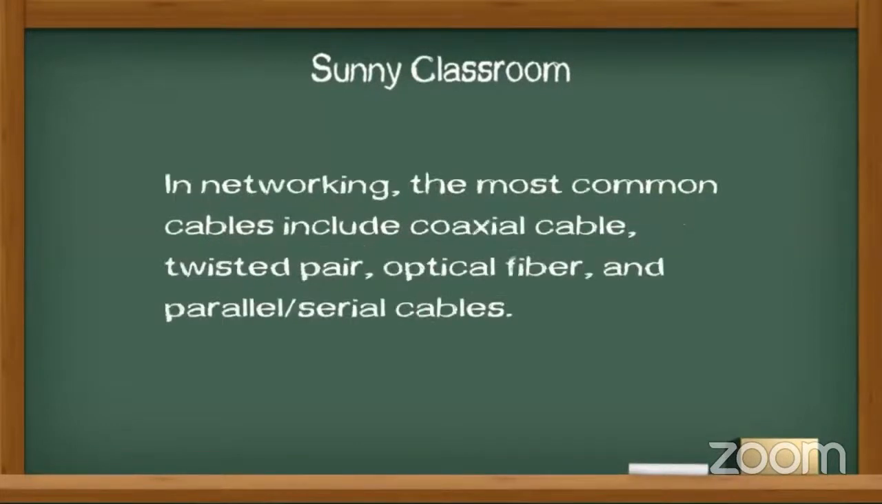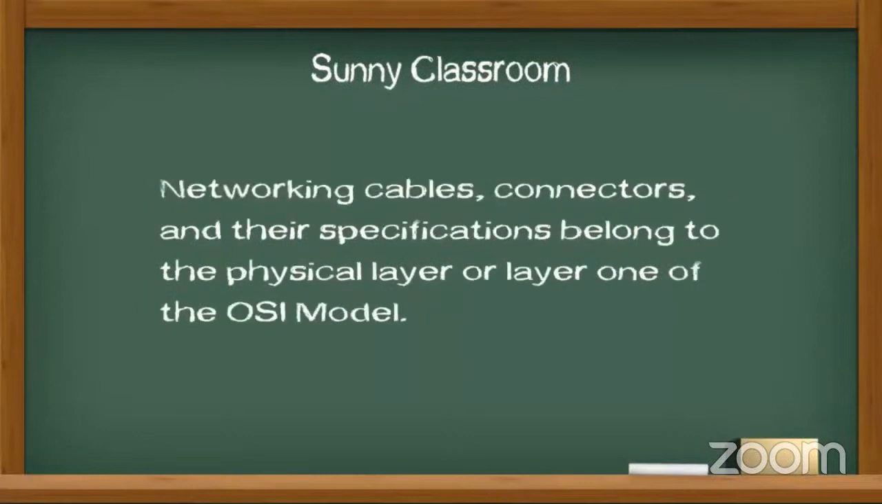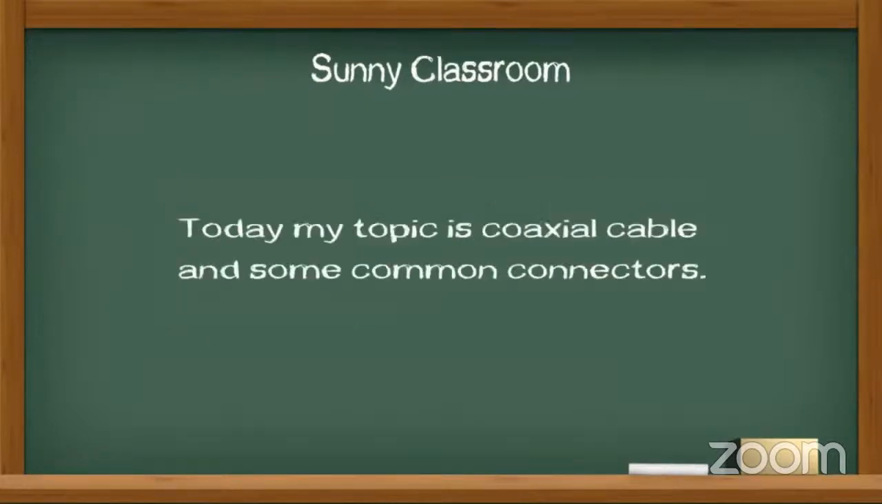In networking, the most common cables include coaxial cable, twisted pair, optical fiber, and parallel or serial cables. Their uses depend on the networking topology, hardware, software, and the network size. Networking cables, connectors, and their specifications belong to the physical layer or layer 1 of the OSI model. Today, my topic is coaxial cable and some common connectors.